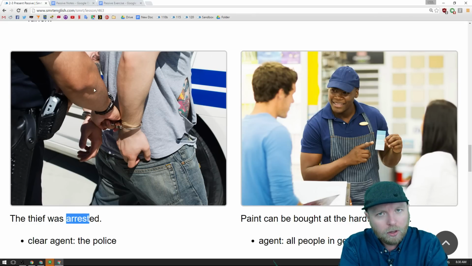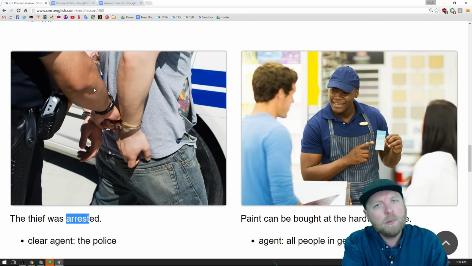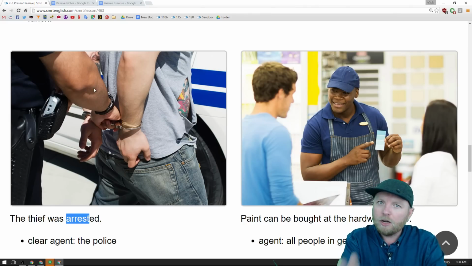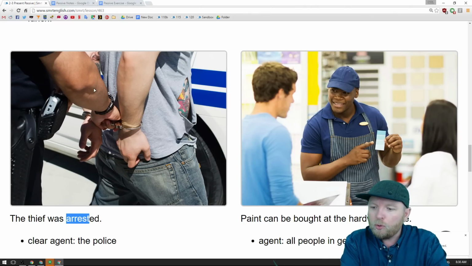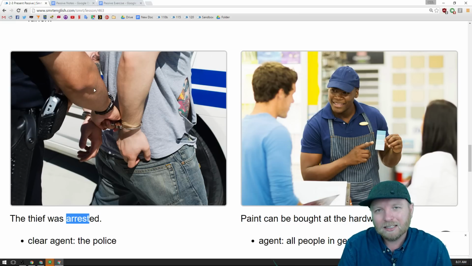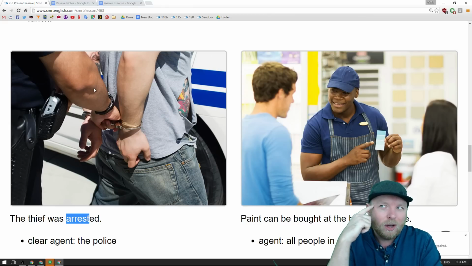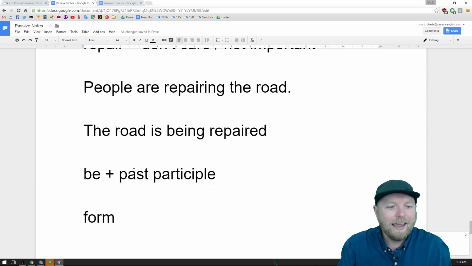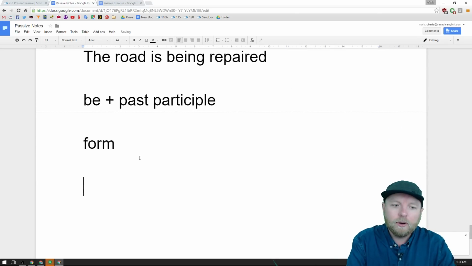Can you arrest me? No. Well, I don't know. Are you police? If you're police, you can arrest me. But most people are not police. So you can't do this action, right? So if I say arrest, the agent is always police. So the agent is clear, right?